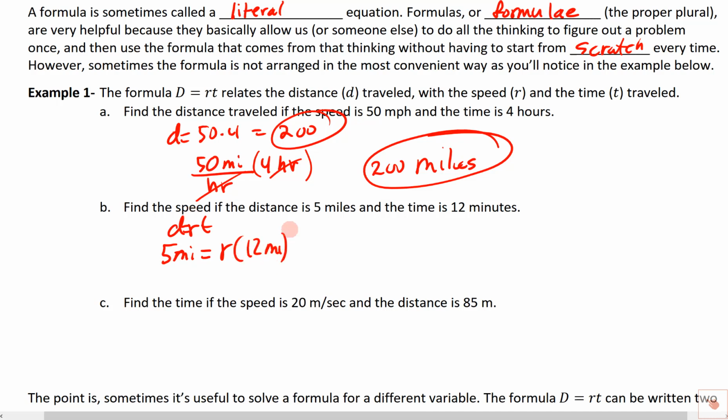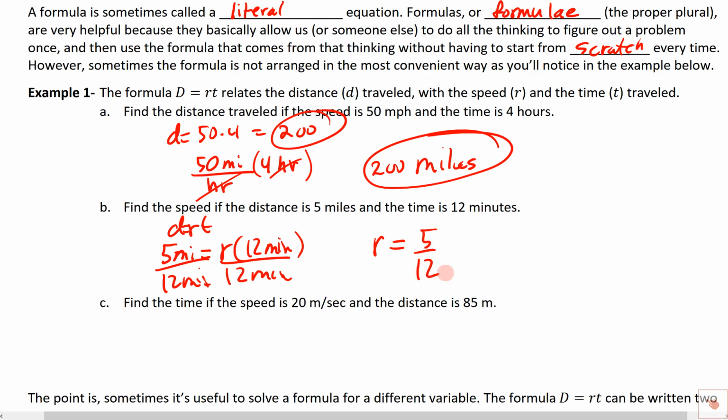Now, let me write min here, so min, okay? By putting the units on here, it's going to help us have the correct units on the answer. So what I'm going to do is solve for r, so I'm just going to divide by 12 minutes, divide by 12 minutes right here. And what I end up with is r equals 5/12.